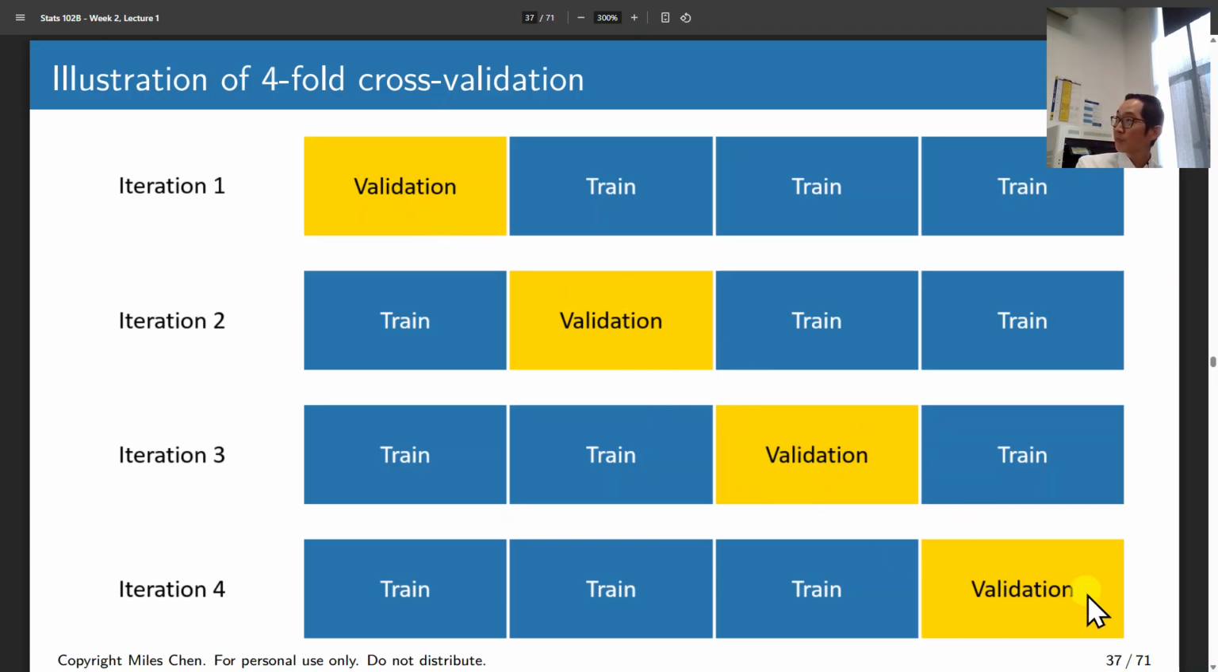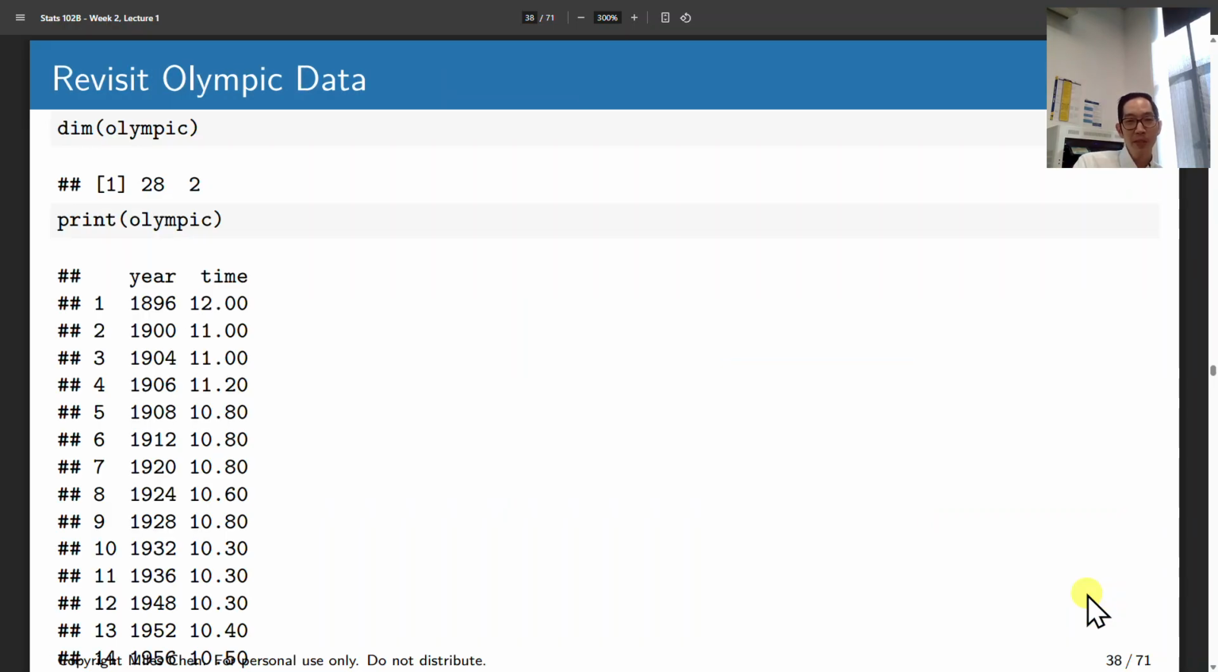But now we only have, say, 4 folds or whatever we have, okay? And so in this example, our Olympic data set, we have 28 observations total, okay? And so I'm going to perform 4-fold cross-validation. What that means is I'm going to split my data into 4 chunks of 7 observations each, randomized, okay? 7 random points.